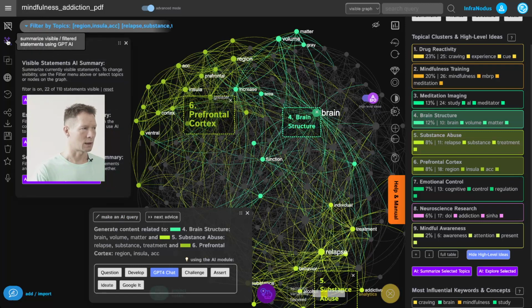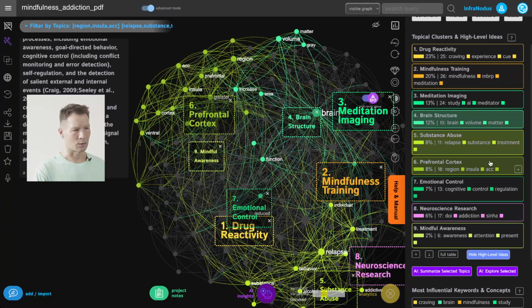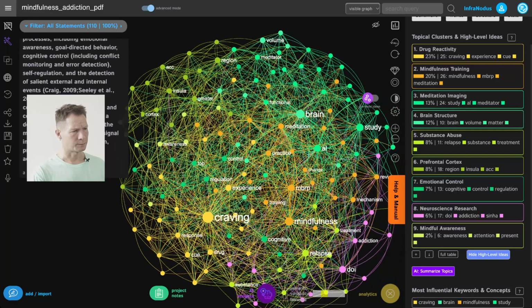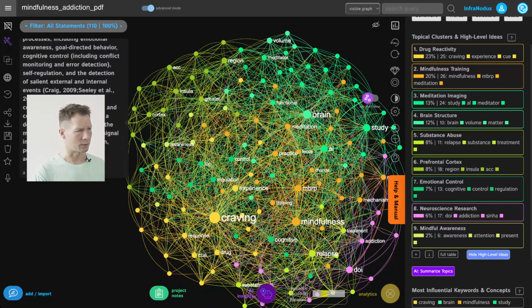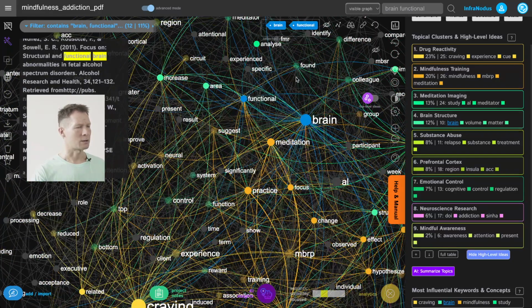And if I want, I can also query them as well. So I can choose to select some topics, like let's say I will just reset everything now and also remove the names of the topics. And then I decide to go into, let's say, brain functional. And as you see, when I click the terms, I see what they're connected to.